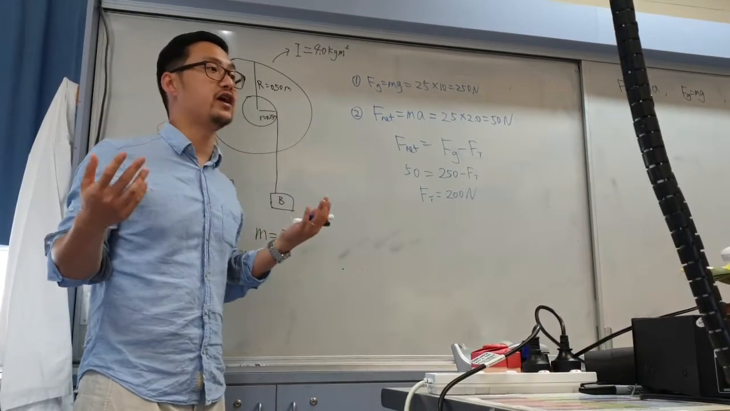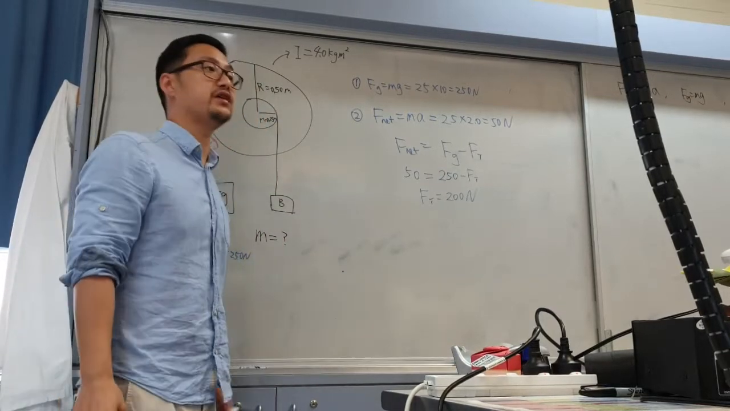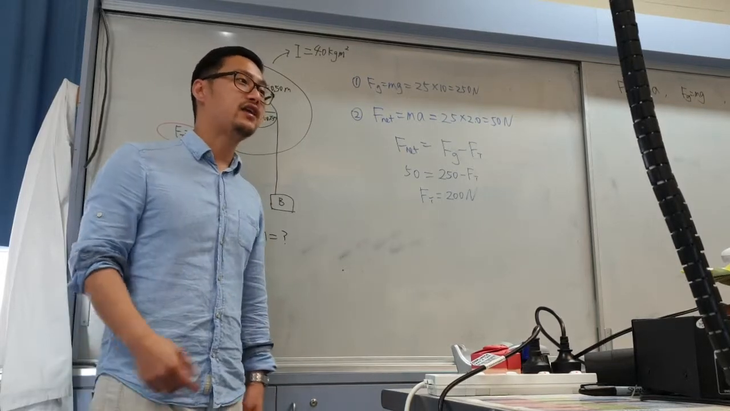It doesn't matter if it's moving or not. You always have inertia. The rotational inertia, it doesn't want to rotate. If it's rotating, it doesn't want to stop. It just wants to keep rotating. So that is rotational inertia.